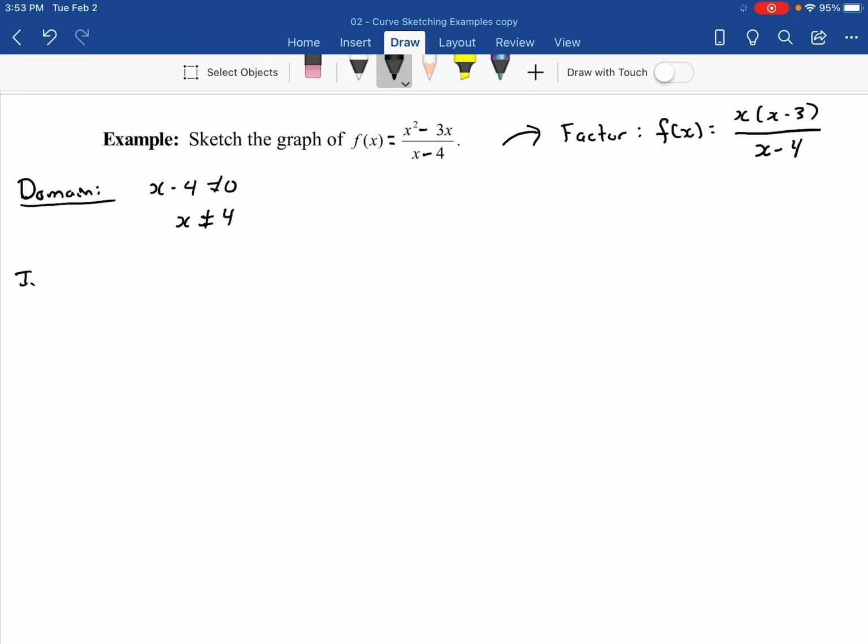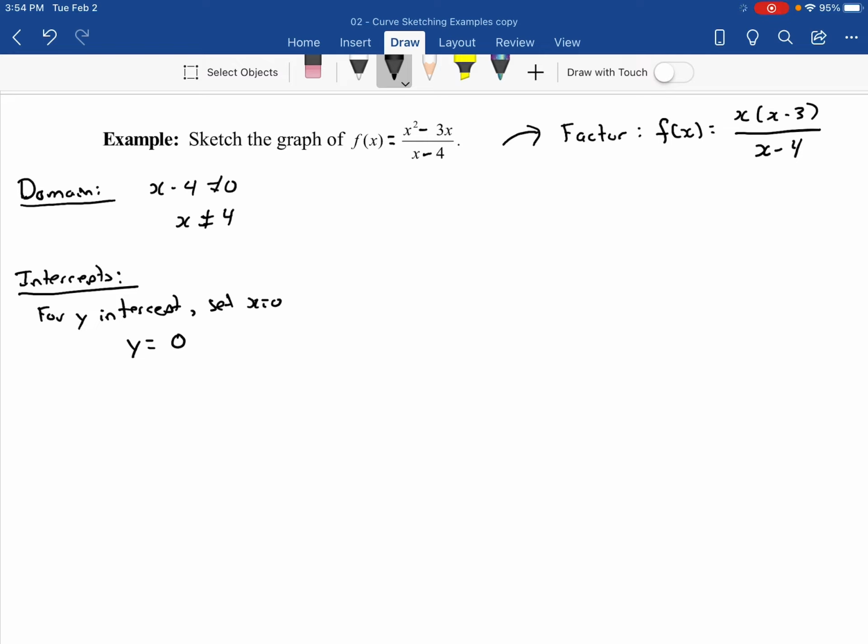Intercepts. So for the y-intercept, set x equal to 0, so I get y equals, well, that numerator is going to be 0 minus 0, that's 0. The denominator is 0 minus 4, that's negative 4. So 0 over negative 4, y-intercept of 0.